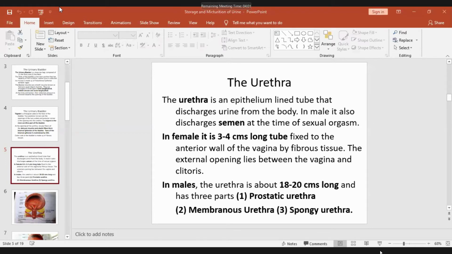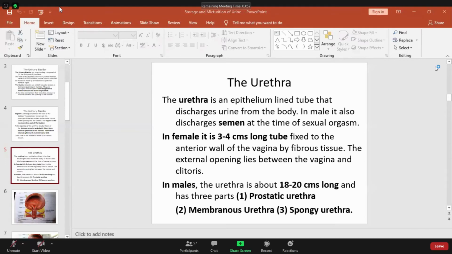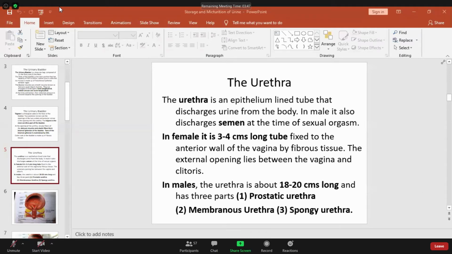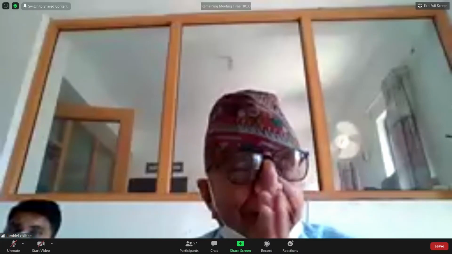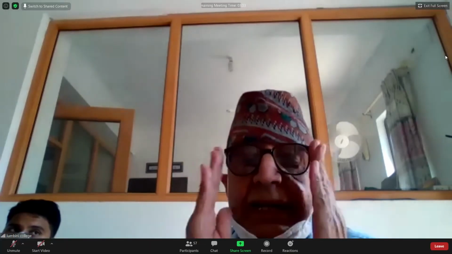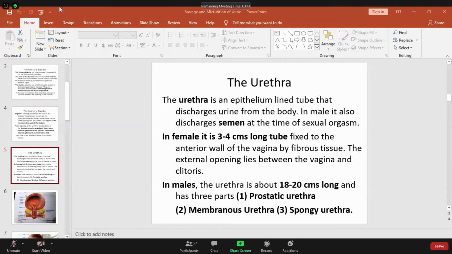In the female, the urethra is only 3 to 4 centimeters long. But in case of the male, it is 18 to 20 centimeters. It is a very long urethra. In case of the female, the urethra is 3 to 4 centimeters, and it is fixed to the anterior wall of the vagina. So it lies between the clitoris and the vaginal opening, between the vagina and clitoris.